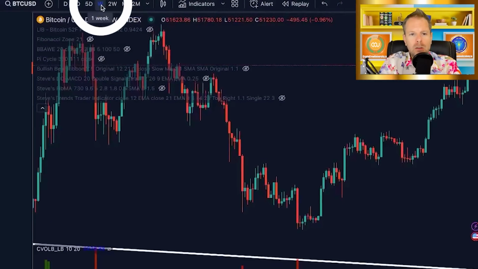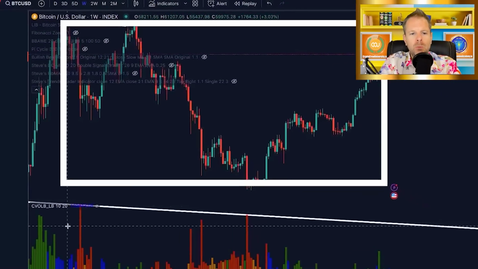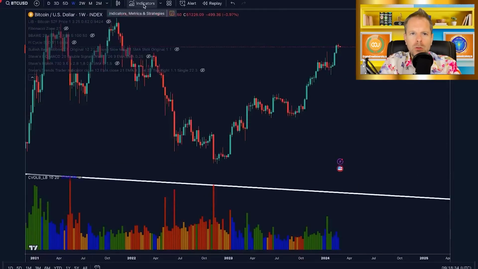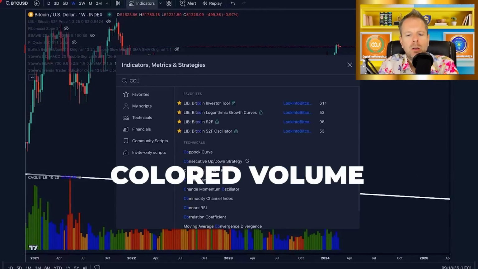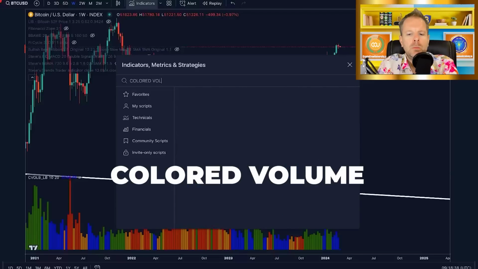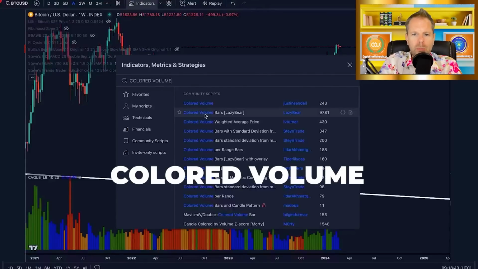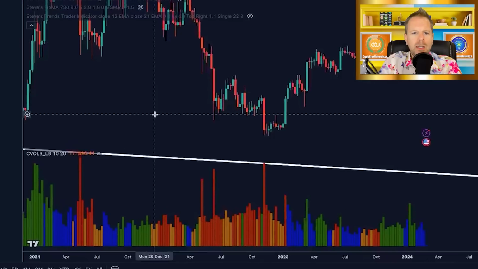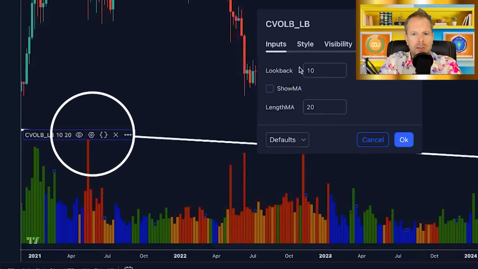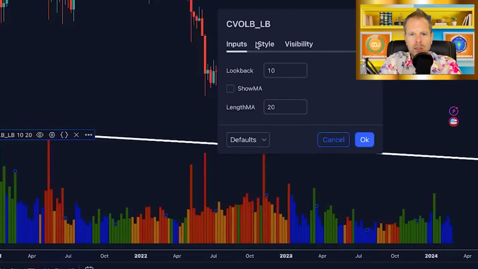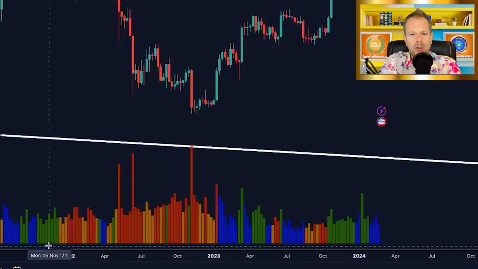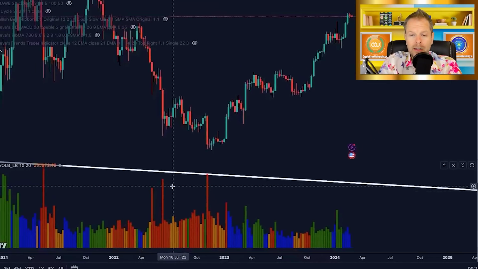Now, we are here on the Bitcoin US dollar index. We are on the weekly chart. We have price action above and we have Bitcoin's colored volume below. What you can do is go to your indicators tab, type in colored volume, and you're going to pick this one from Lazy Bear, right? When you plug that in, what you're going to look at is the settings. You're going to make sure that the inputs are here and the styles are here.